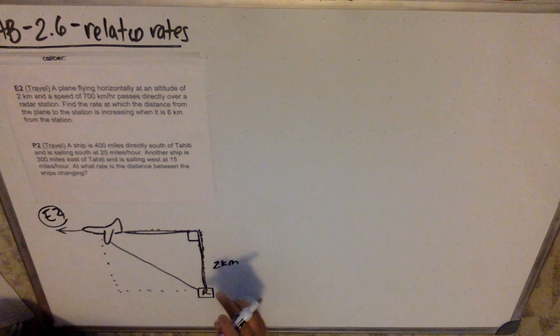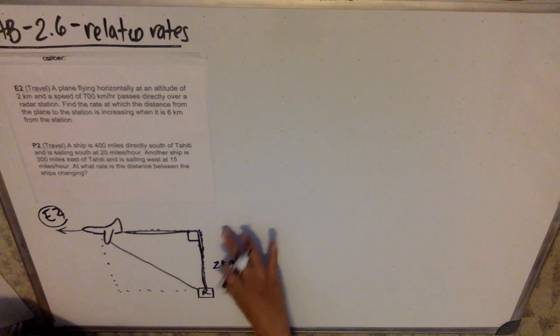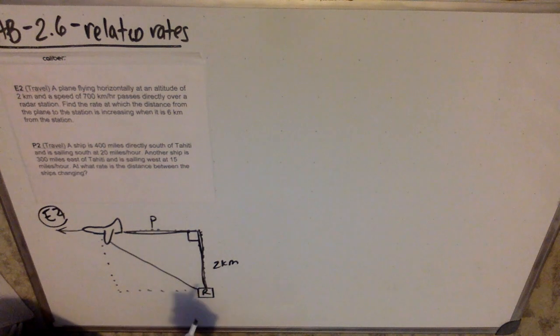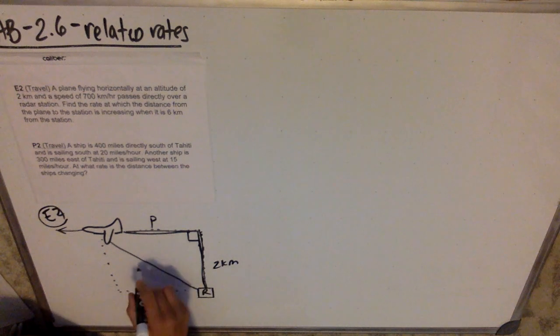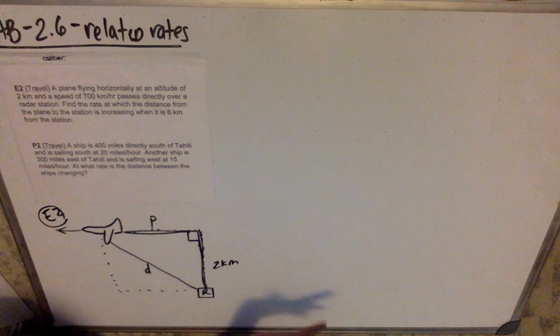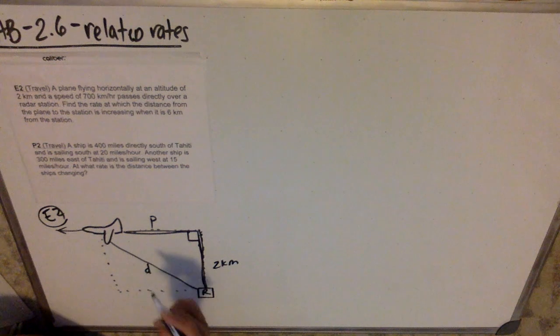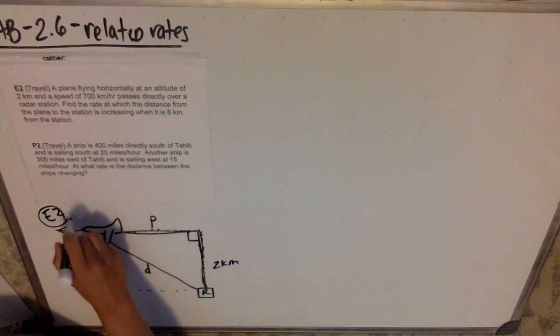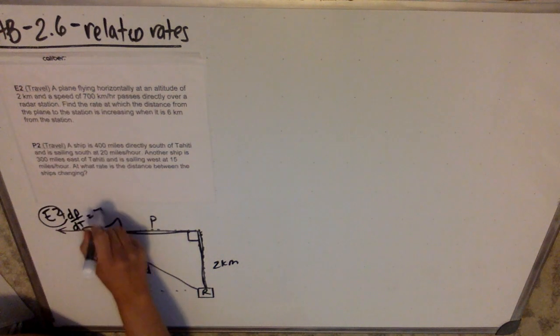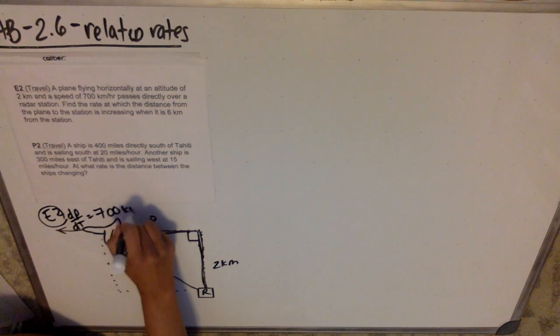Okay, so I know that this value is a constant 2 kilometers, right? I'm going to use this side as P for plane, okay? And I'll use this side as D for distance, which I'll admit is a little bit gutsy because we already have dD/dt, and that's fine. Okay, so here's the issue. We know how fast the plane is flying. When I draw my rates, dP/dt, the rate at which the plane is changing with respect to time, is 700 kilometers per hour. It's positive because P is getting bigger.